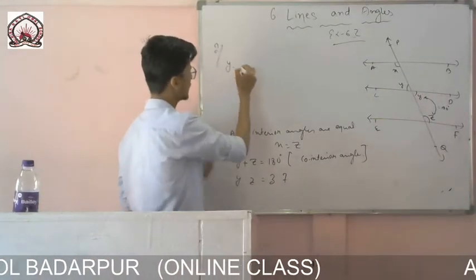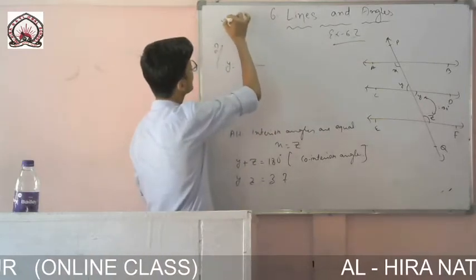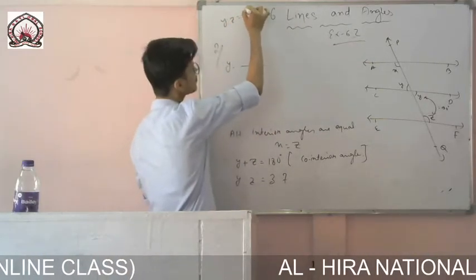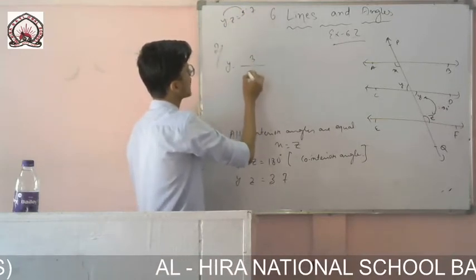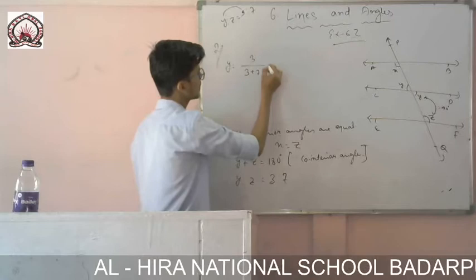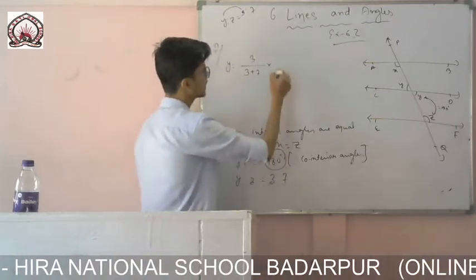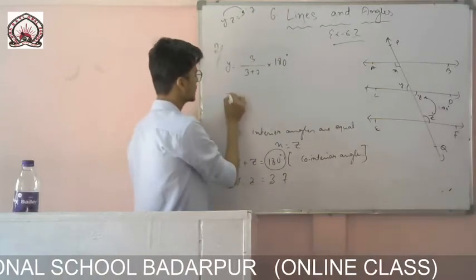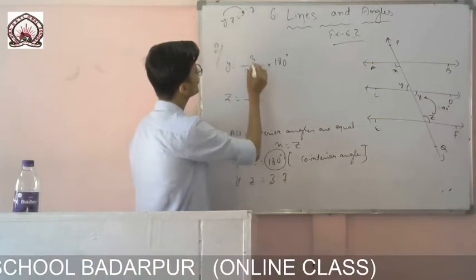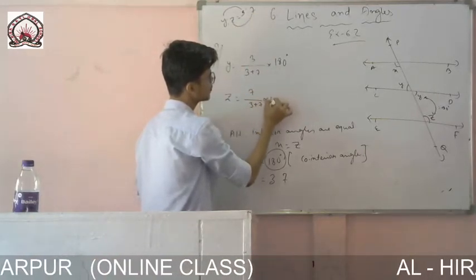So y I can find directly. y will be equal to, what is the y ratio given? y is to z is given as 3 is to 7, so y is 3, so 3 by the sum of the ratio, that is 3 plus 7, and the total measure of the angle is 180 degrees. So I will get y, and for z it will be the same: 7 by 3 plus 7 into 180.